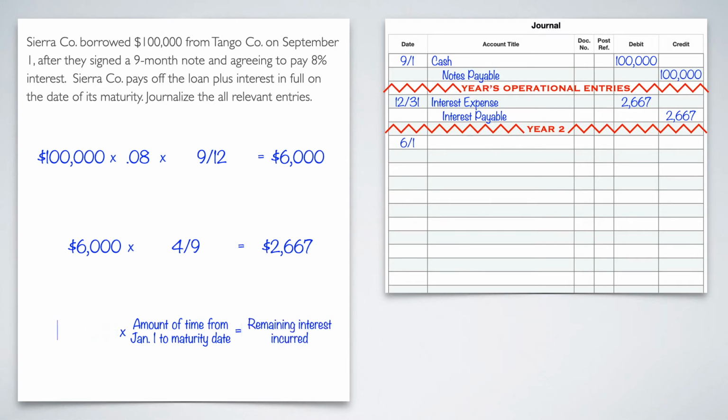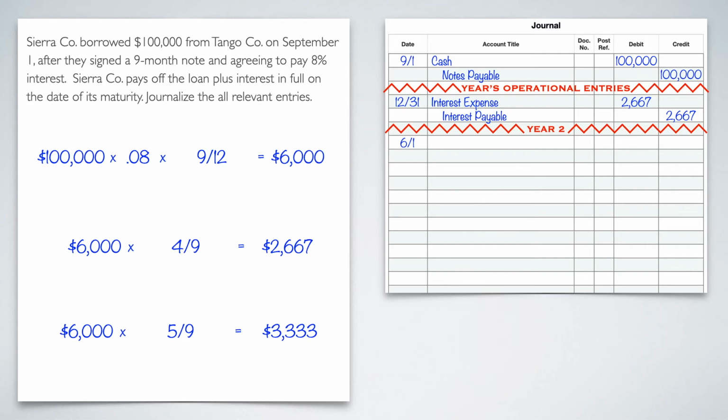So again, total interest is 6,000. The remaining time is the remaining 5 months of the 9, so we'll do 5/9. And then that will give us a remaining interest of 3,333. Again, if you add that to the 2,667, that'll give you the 6,000. All right, so now let's do our journal entry now that we have all this information. Well, we know cash is involved. Let's go ahead and get that out of the way.